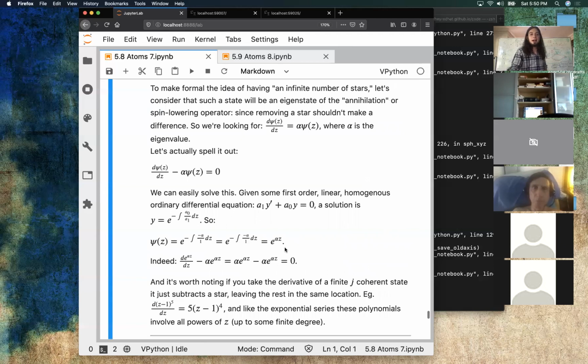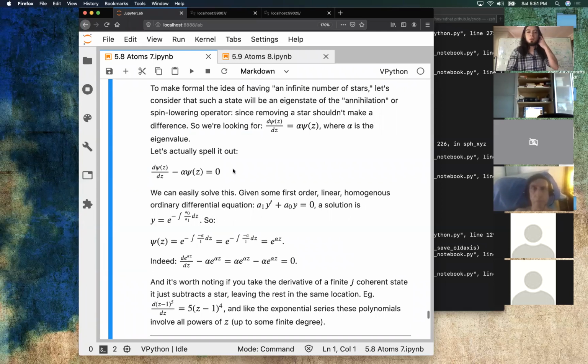And so this gives us an earnest wave function on the sphere. We can think about that as being an infinite number of stars on the sphere, as I say. And what that would mean, if you know anything about coherent states in other cases, say harmonic oscillator coherent states, which we'll talk about later, they're defined as being eigenstates of the annihilation operator. In other words, there's an infinite number of stars, and so removing a star shouldn't make a difference.